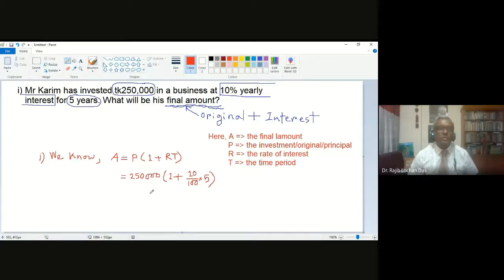So the calculation will give you the result like 250,000 times (1 plus, it is actually 5 by 10, sorry, 0.1 times 5, so 5 by 10). So it is what? 1 by 2, maybe. Is this like this?